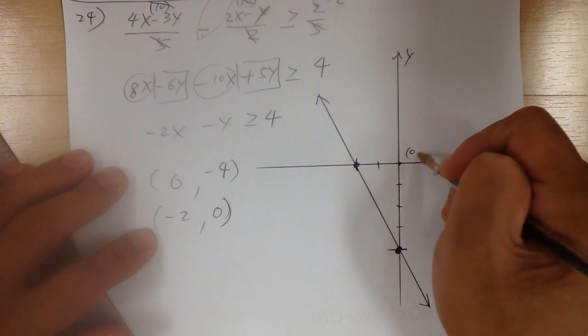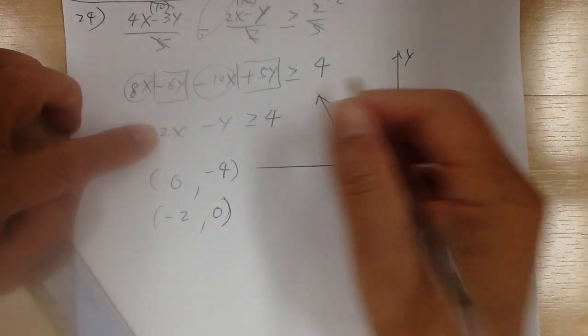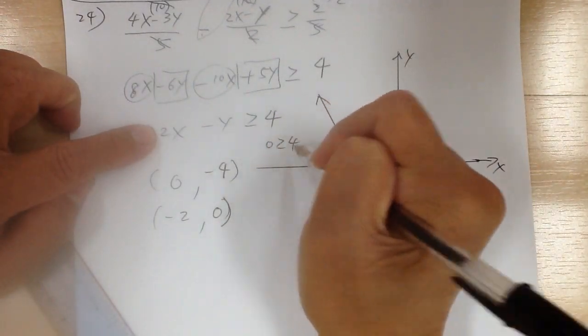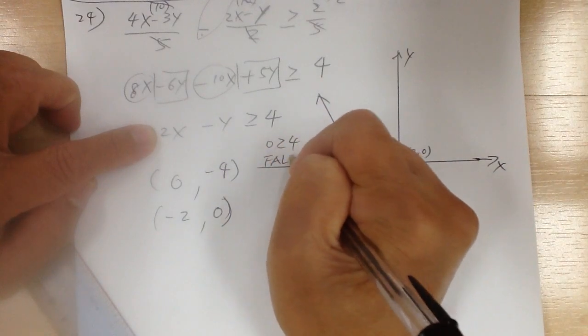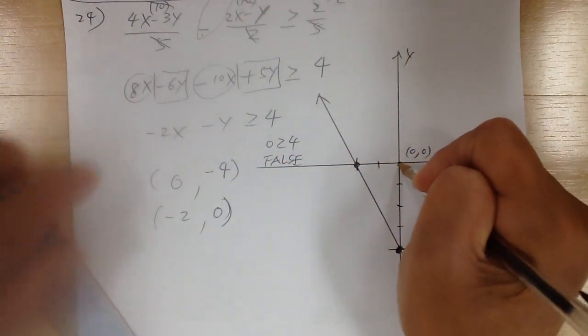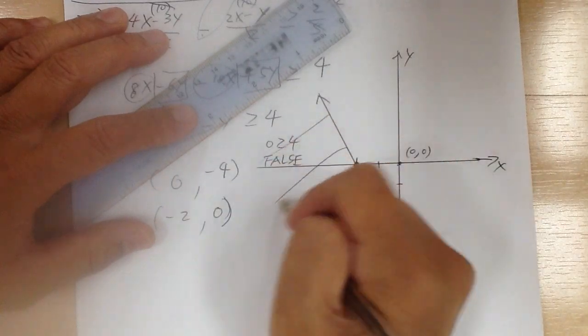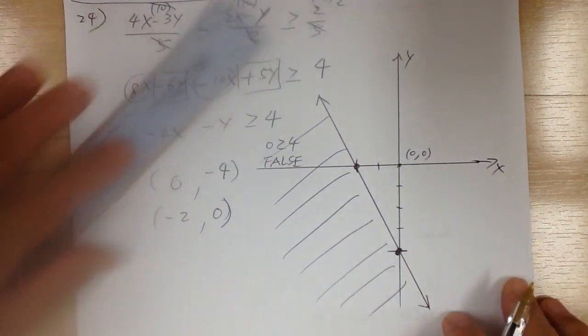Do the testing point, 0, 0. Put 0, 0 in here. You're going to get 0 is greater than or equal to 4. So this is false. That means this point is no good, so you have to shade this part over here.